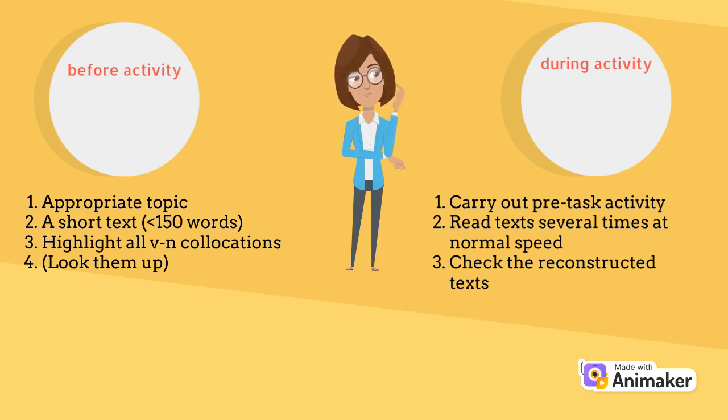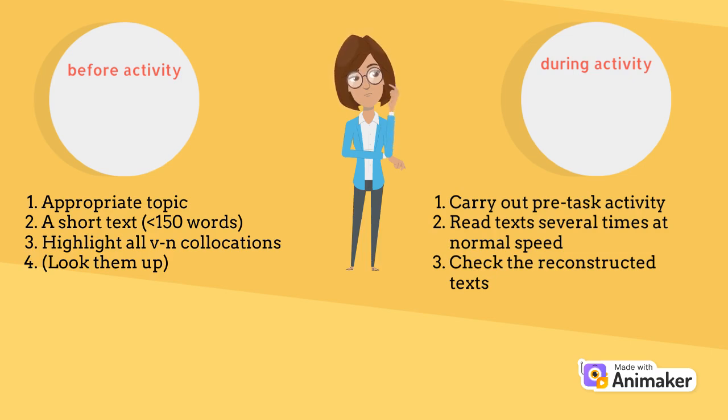After that, read the short L2 text aloud several times at normal speed while learners take notes of keywords and phrases. Once the activity is completed, teacher has several options for what to do next. For example, teacher can display the original text and ask students to compare their reconstructed texts with the original one. Teacher can also give back the original pre-task materials and ask students to check whether they produced intact collocations in their reconstructed texts.